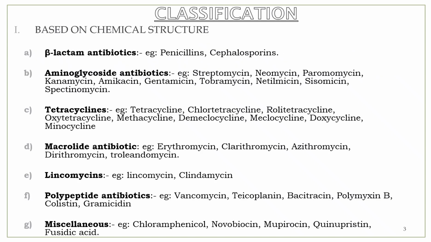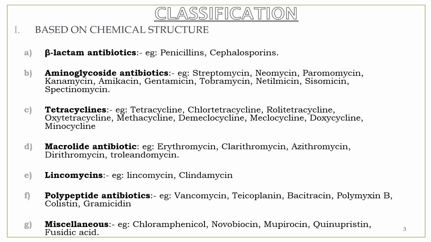Moving on to the classification, antibiotics are classified into four types. First one, based on chemical structure. Second one, based on pharmacological activity. Third one, based on spectrum of activity. And fourth one, based on staining methods. First, we will see classification based on chemical structure.